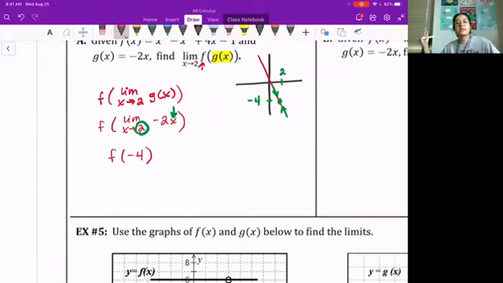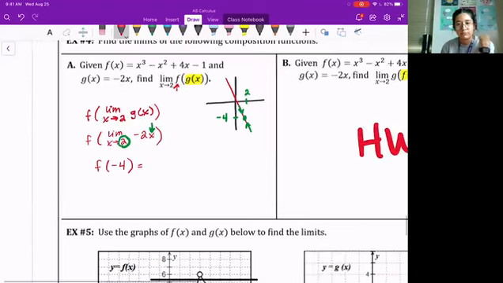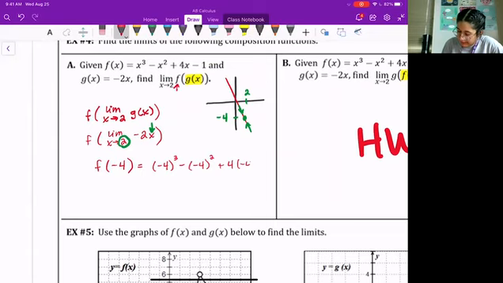So my limit is now gone. I only had to do a limit one time. We're no longer talking about a limit. We're just talking about function notation. They want to know what is f of -4. So I can take -4 and plug it into the function they gave me. So I've got -4 cubed minus -4 squared plus 4 times -4 minus 1.